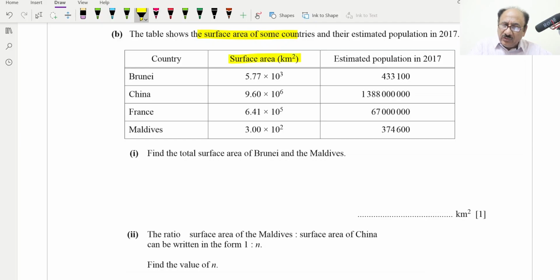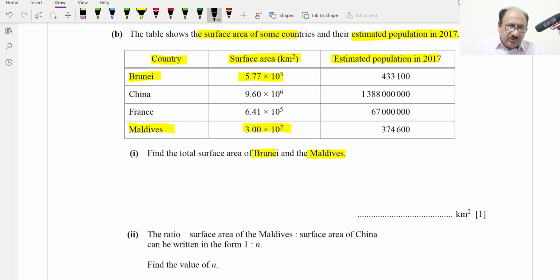Now B part. The table shows the surface area of some countries, which is provided over here, and the estimated population in 2017. These are the countries: Brunei, China, France, and Maldives. So find the total surface area of Brunei and Maldives. So these two figures we need to add.